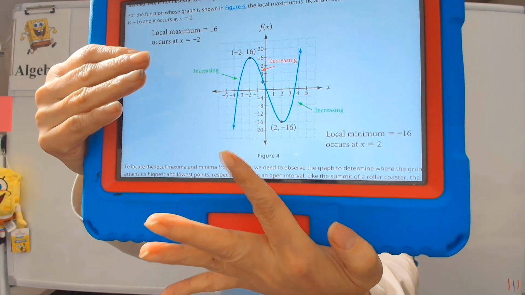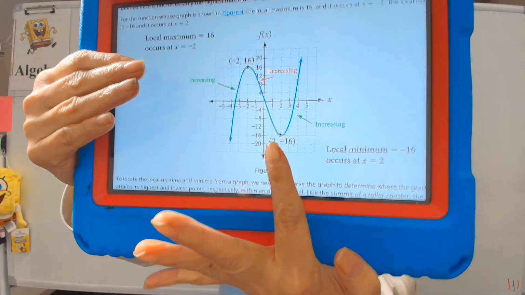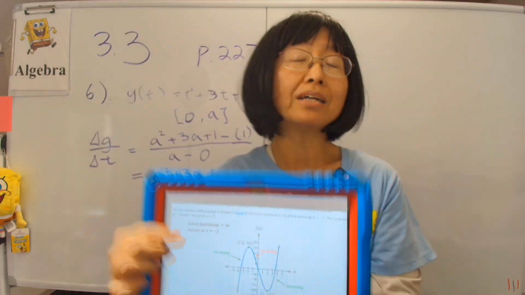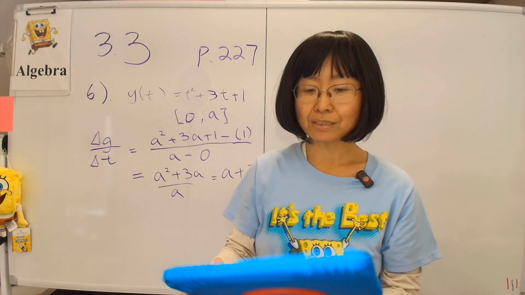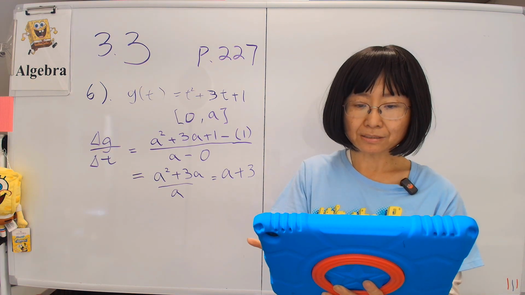There might be lower points in some other place, like this graph keeps going down, but we don't care about that when it comes to local stuff. Local stuff, we focus only on this immediate area. So that's what the local maximum or local minimum means. So let's turn the page.